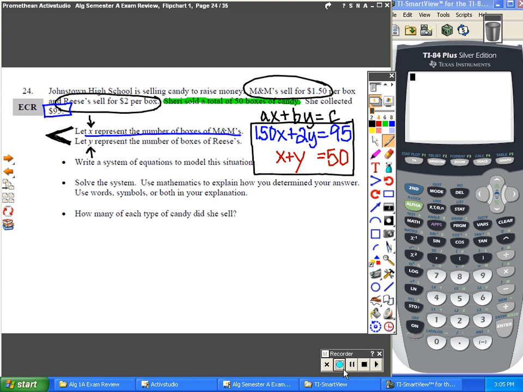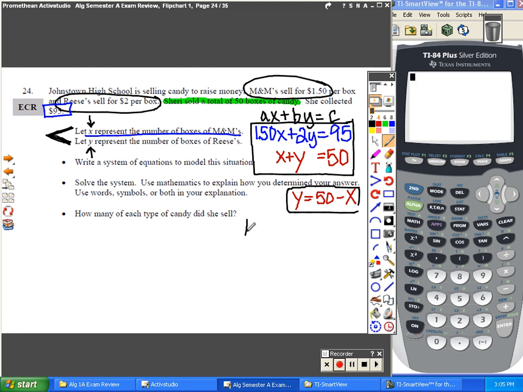When you are solving systems of equations, there's three ways to do it. You can graph them, you can use substitution, or you can eliminate. For this one, because you already have y and x almost alone, I think that I would do substitution. I'm going to start by rewriting this red equation like this. Y is equal to 50 subtract x. And then I'm going to use this equation to substitute into the blue equation.